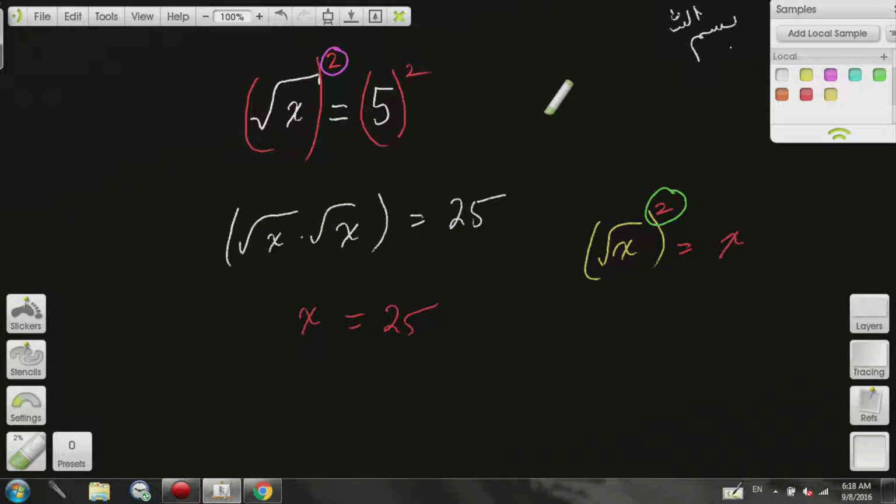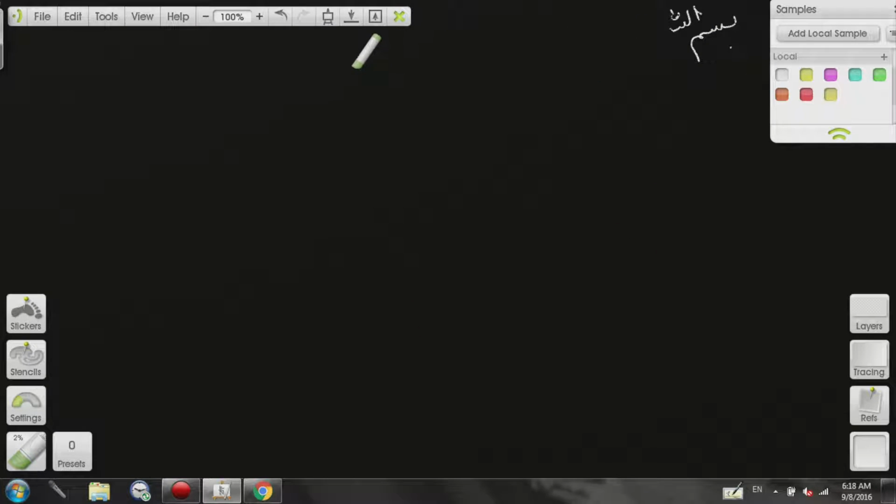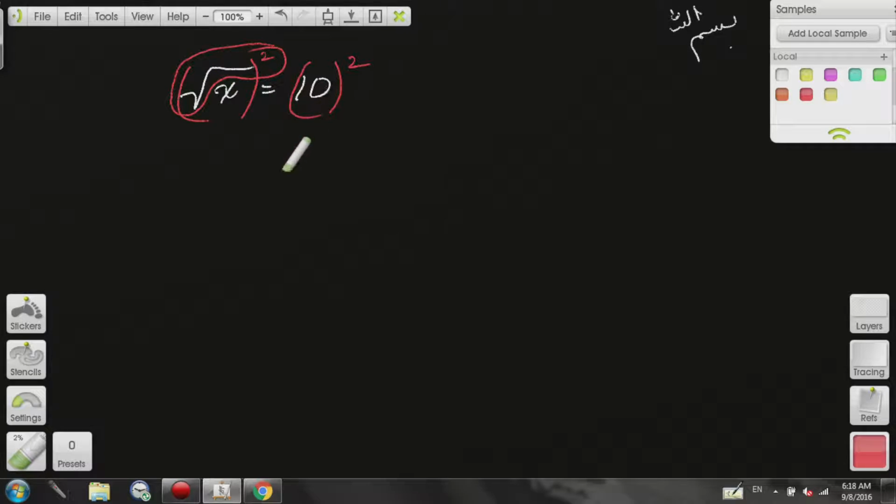Okay? So let's try some examples. A simple example then, square root of x is, okay, let's say 10. Okay, in this example, just like the previous example, I'm going to square both sides like this. And the square root of x squared will negate the symbol. So this will basically get rid of the symbol. So then I get x equals 10 squared, which is 100.